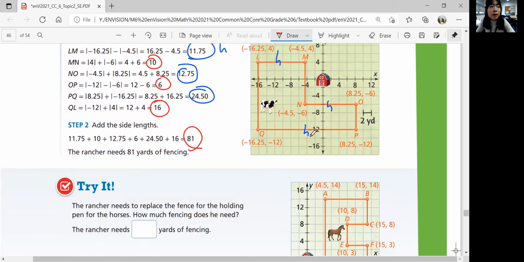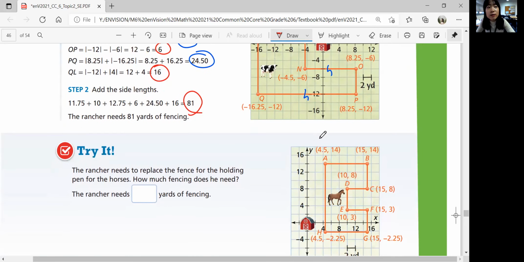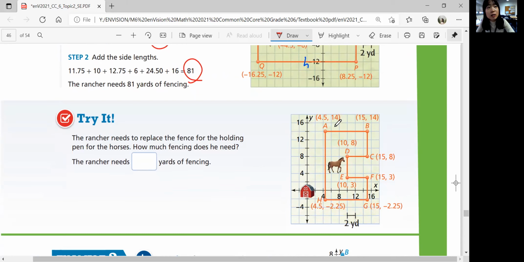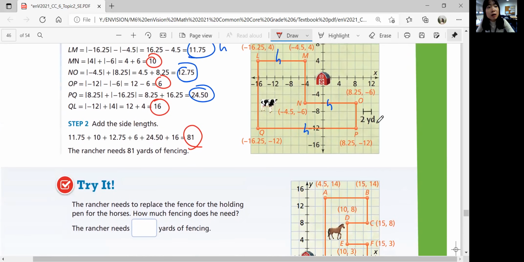Let's try question number 2 together. You have a different formula, a different polygon now. We want to put a fence around this horse, right? So how many yards do we need for the fence? Every unit is equal to 2 yards, so you need to keep that in mind.